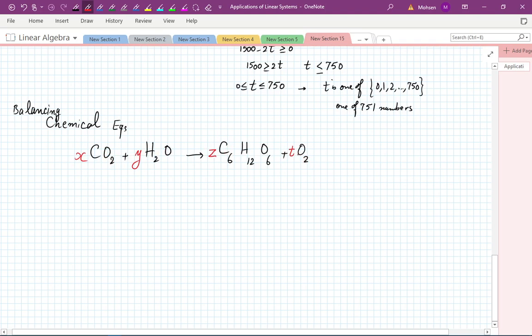Well, before we get into it, what are the restrictions we expect in advance? Of course, X, Y, Z, and T are going to be whole positive numbers for us.